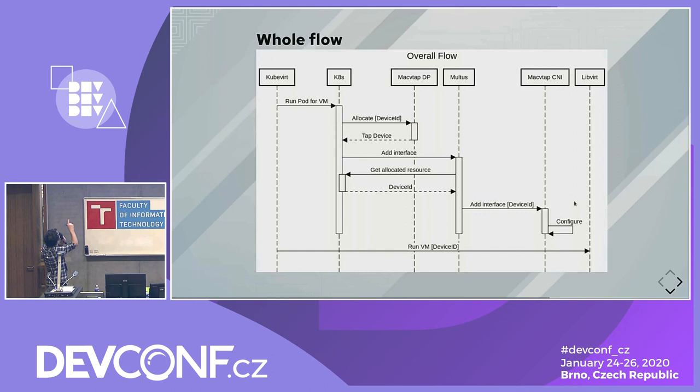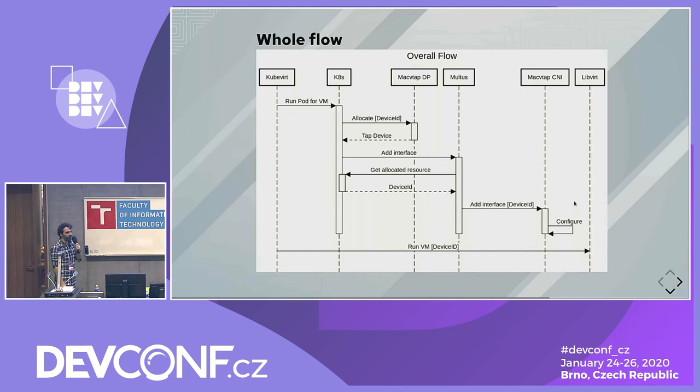So the first thing that is going to happen, the macvtap device plugin is going to be advertising the macvtap interfaces that you have available. So when KubeVirt wants to run a VM, it's going to ask the macvtap device plugin to allocate one of those interfaces. What that's going to give back to Kubelet is the tap device, so that Kubelet can just mount it in the pod and give the correct access permissions through cgroups.